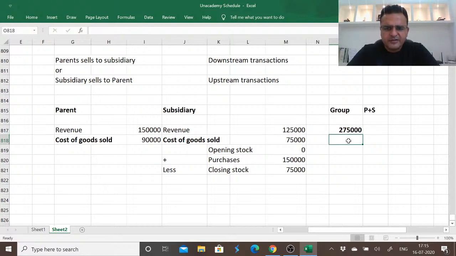If we look at the cost of sales, it is 90,000 plus 75,000, which is 165,000. Total gross profit of the firm is equal to 275 minus 165, which is 110.